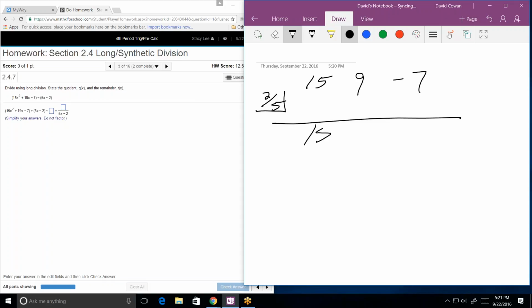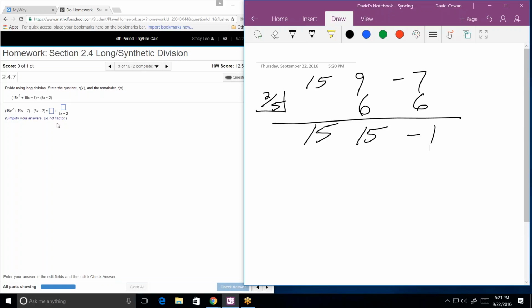Let's try that. What goes up top is 15, 19, and minus 7. So I drop the 15 all the way down. Multiply 2/5 of 15 is 6. Add that, it is 15. I see what happens when you do this, it usually comes out all integers. And that times that is 6. So I get minus 1 is the remainder. In other words, below the line I get 15, 15, minus 1. Is that what you got?